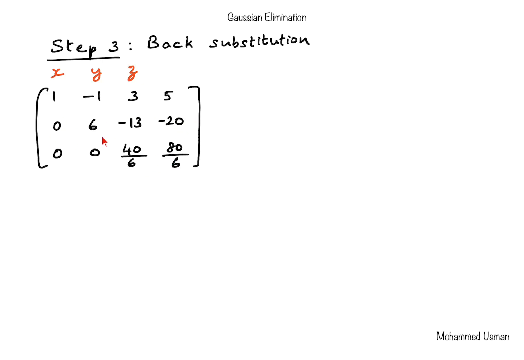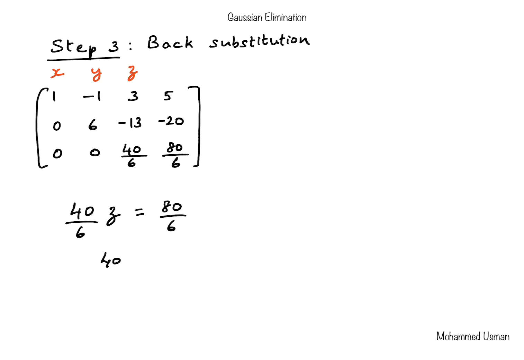Then in the second equation, or the second row of this row echelon matrix, we have eliminated x. We have only two variables, y and z. And because we have already obtained the value of z from this third row, we can substitute that value of z and solve for y, and then we can substitute the y and z in the first equation to get the value of x. So that's a process called as back substitution. So by using back substitution, we can now first solve for z. So 40 by 6 z is equal to 80 by 6.